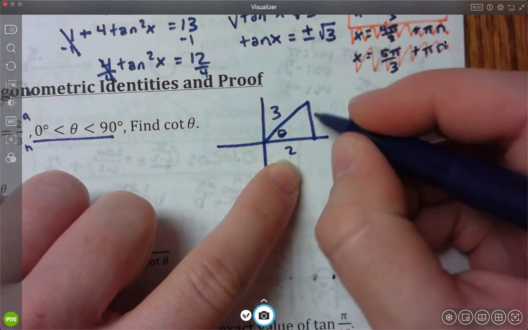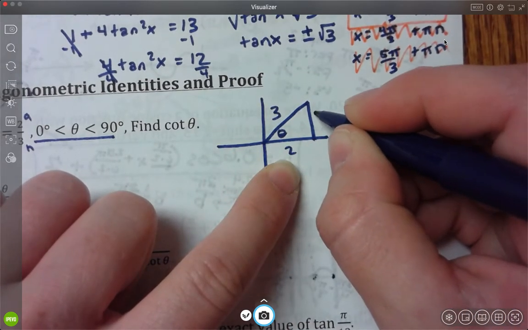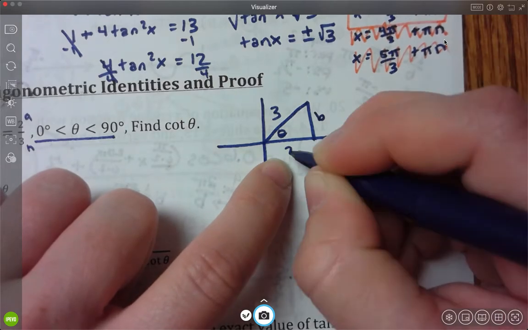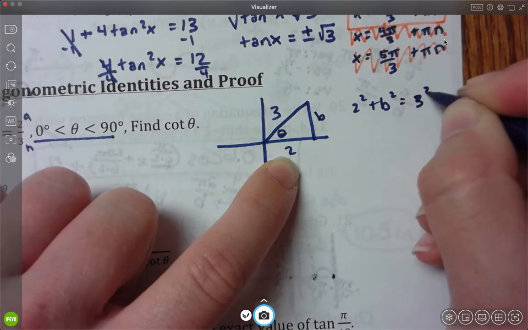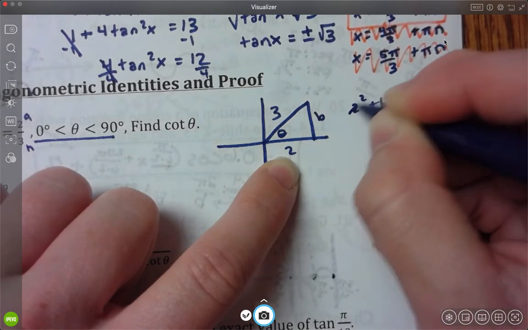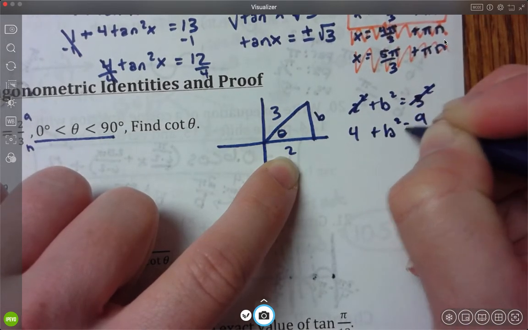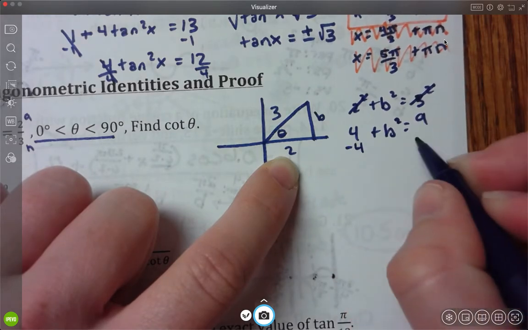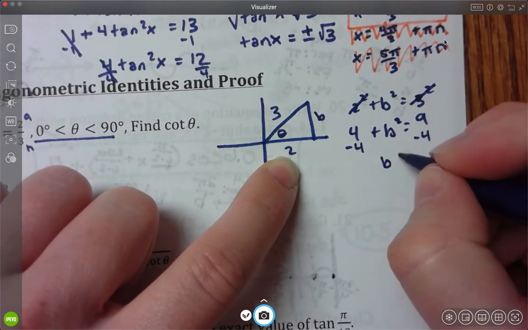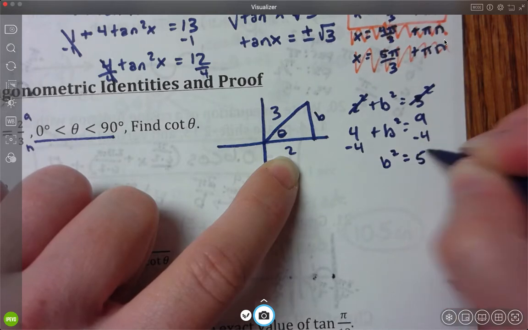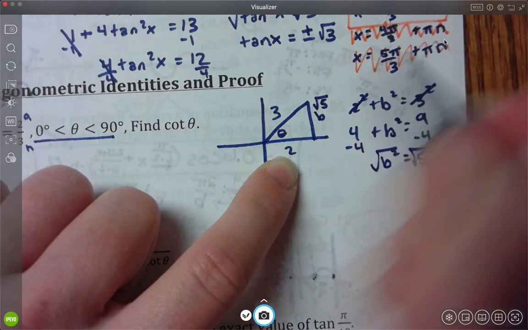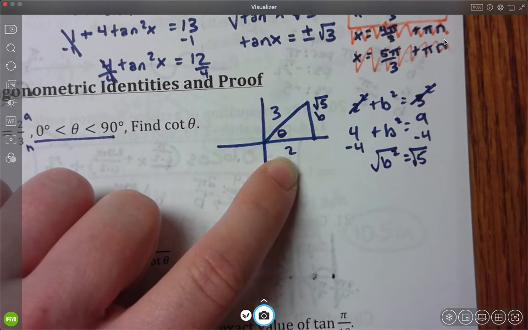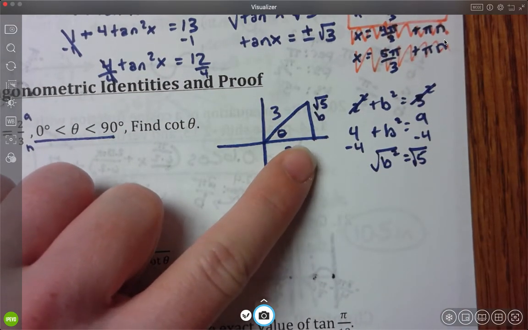So we'll call this guy b. So 2 squared plus b squared is going to be 3 squared. 3 squared is 9. 2 squared is 4 plus b squared. If I subtract the 4 to the other side, b squared is going to be 5, so b will be the square root of 5. That's what he will look like. Okay, that was kind of fast, sorry. So b will be the square root of 5, and then I need to find cotangent.